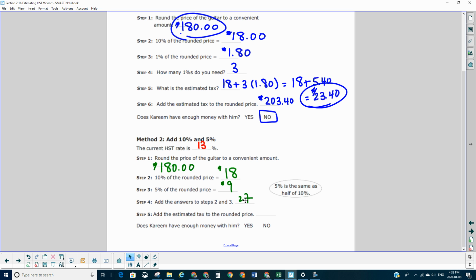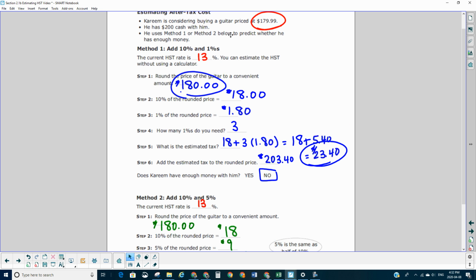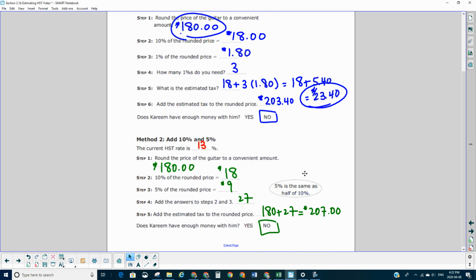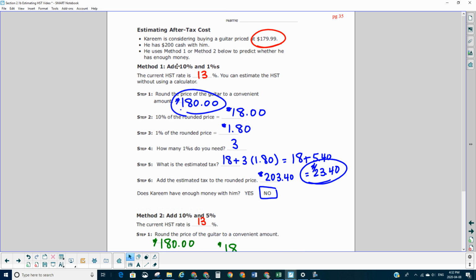So then the price is going to be the 180 plus the $27 in tax for a total of $207. A higher estimate than what we had before, but still, he doesn't have enough money to pay for this. He doesn't have enough cash to pay for this. So you can see why it would be valuable to do this quick calculation in our head to estimate if we'd have enough money to pay for an item after the tax is included.